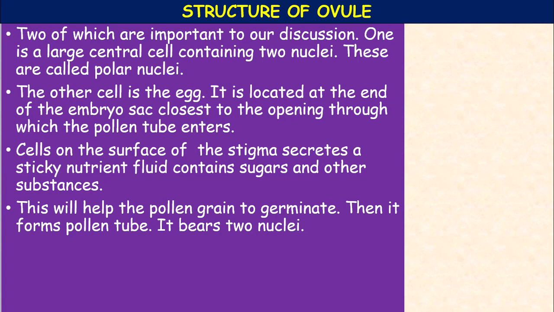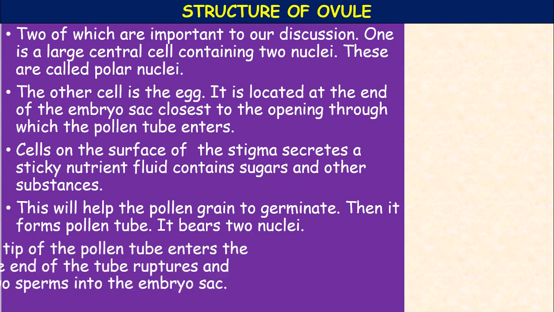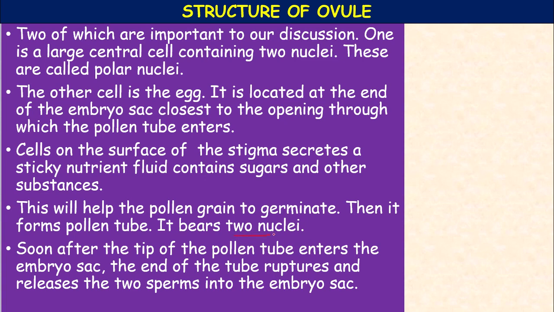The pollen tube bears the 2 male nuclei. Soon after the tip of the pollen tube enters the embryo sac opening, as it enters inside the embryo sac, the end of the tube bursts and releases the male nuclei or 2 sperms into the embryo sac.